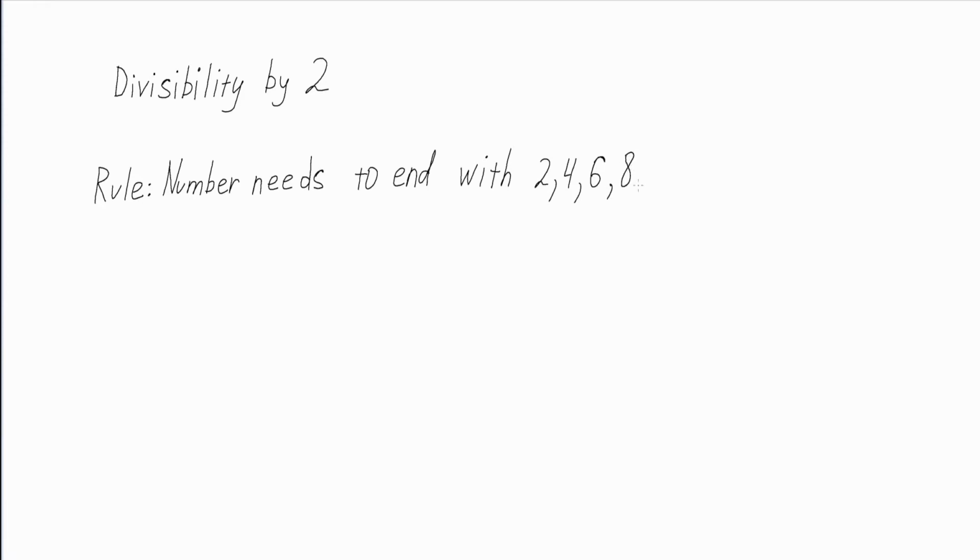How can we determine if a number is divisible by 2? Well, it's really simple. The number we are dividing by 2 needs to have one of the following numbers in the ending to be divisible by 2. Those numbers are 0, 2, 4, 6, and 8. Some examples are 18, 20, 36, 44, and 52.